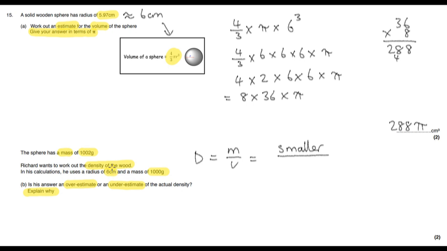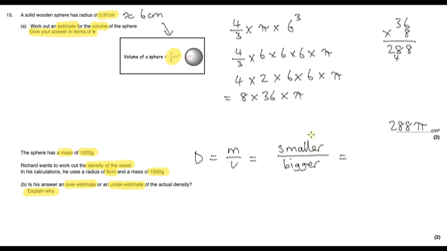So in Richard's calculations, he's using 6 centimeters, whereas the true radius is 5.97. So he's using a bigger radius, which will in turn give him a bigger volume. So I'm going to write in here bigger. So his calculations are going to give him a bigger volume than the true volume.